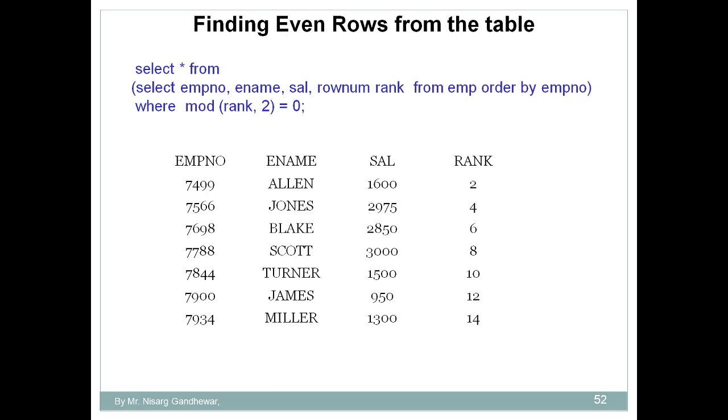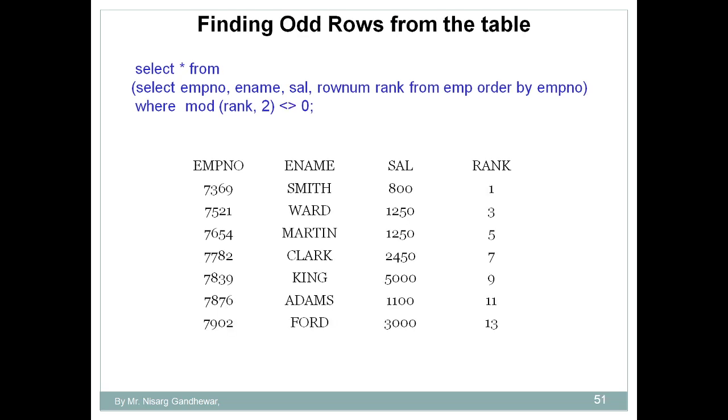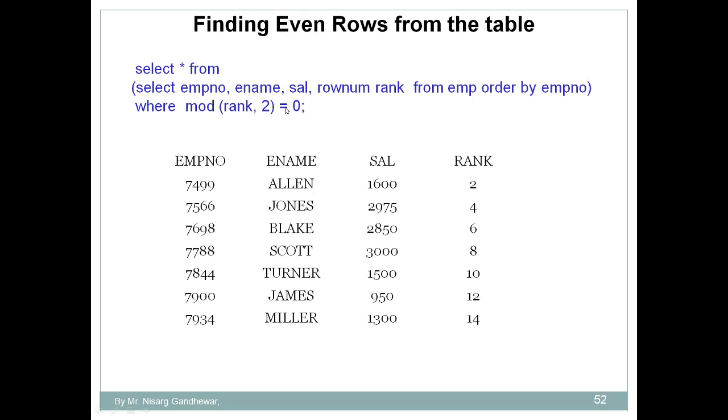Now in the same way you can write a query to find even rows from the table. Means in order to fetch even rows from the table, you can write the same kind of query. The only thing is that here we have written not equals to 0, and in this query we have written mod equals to 0. That means if the remainder equals 0, the number is even. So in the same way this query will also work.